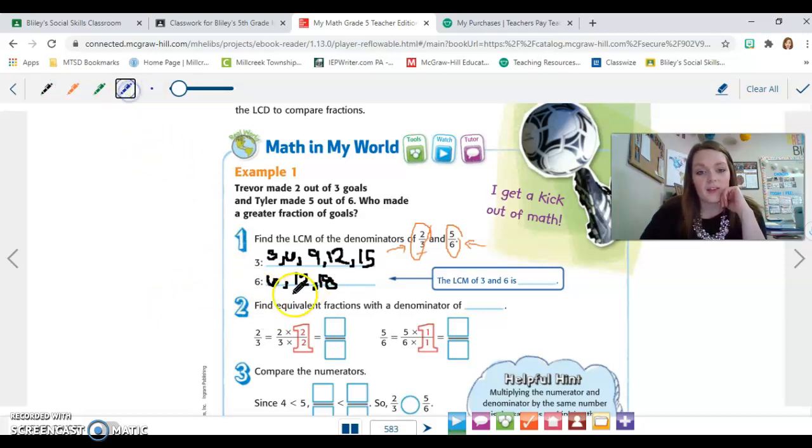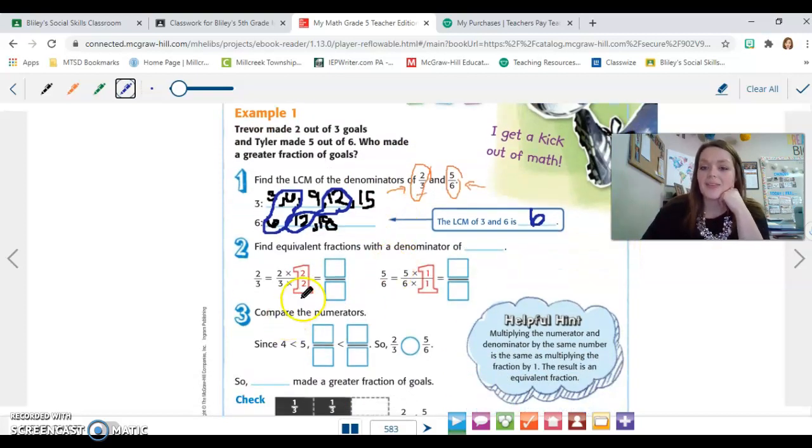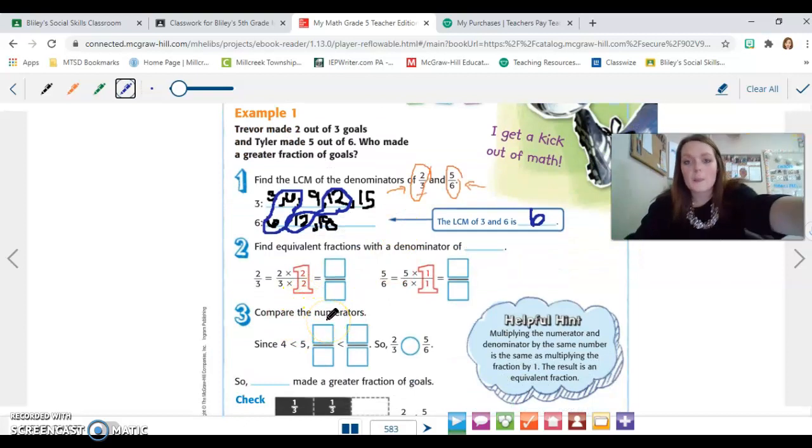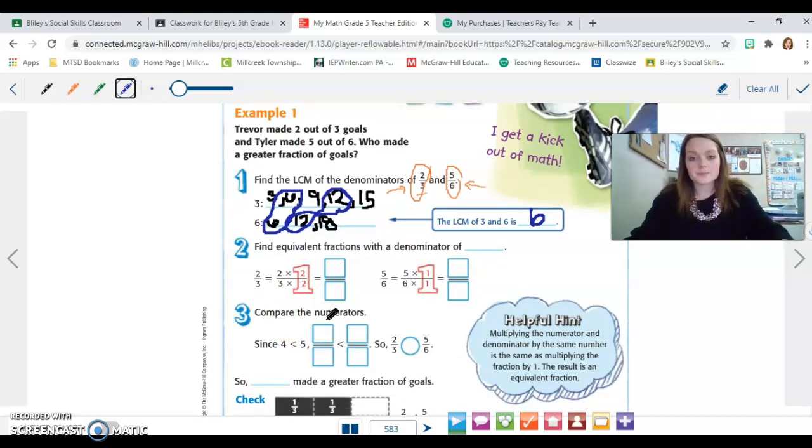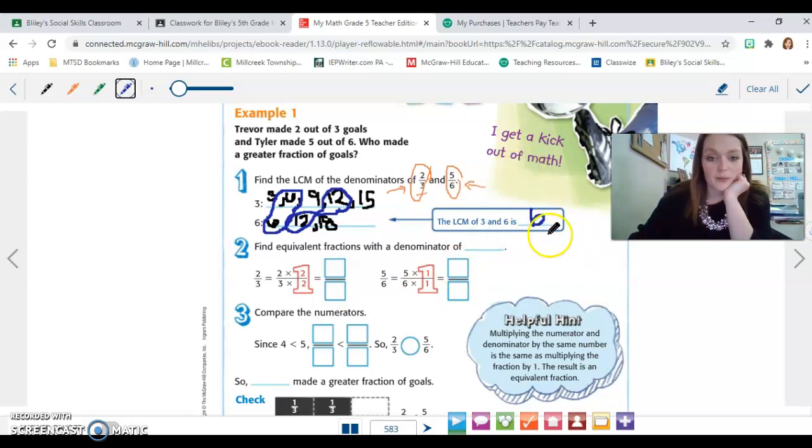So if I look at this, I can see 3s don't match, but I do have 6s that match. I also have 12s that match, but which one is the smallest or the least? It's going to be 6. So my LCM is going to be 6. This is our first step in comparing fractions. My second step is multiplying my denominator to get the same LCM that I found up here.